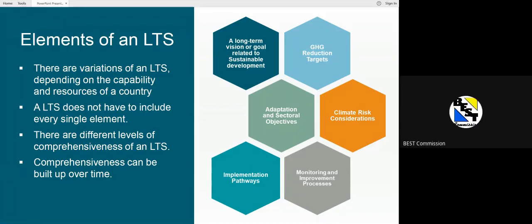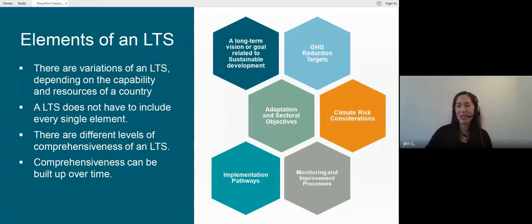I'll park my question until the end. Would you mind typing it into the chat box so we can just make sure that we get to it? No problem. Excellent.